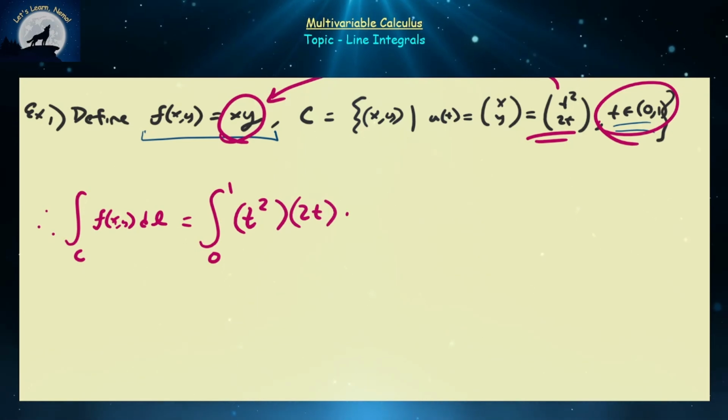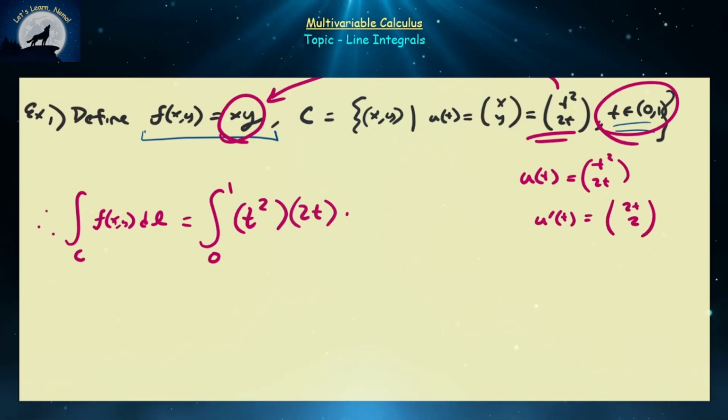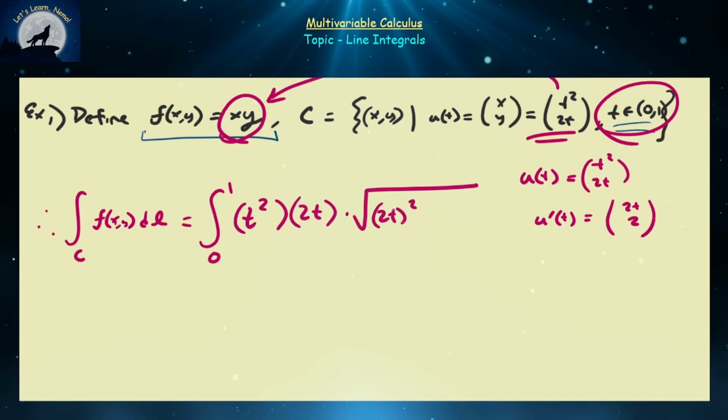So that's going to be equal to what? Again, u(t) is equal to (t², 2t). So u'(t) will be equal to (2t, 2). So it's the square root of the sum of the squares of those two components, 2t and 2. So that's going to be the square root of (2t)² + 2² dt. So that's pretty much the setup of your integral. And now we just need to simplify and evaluate.